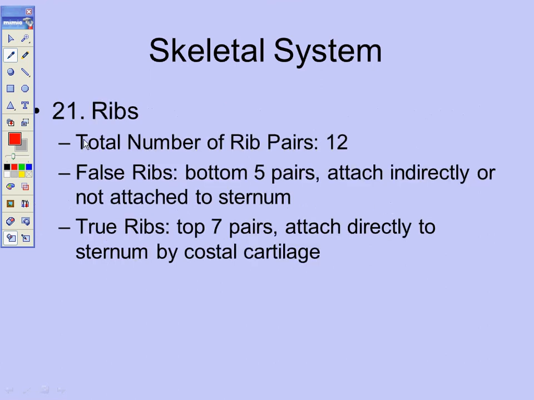As far as ribs go, you have 12 pairs of ribs. You have false ribs and true ribs. Okay, true ribs are going to attach directly to the sternum via what's called costal cartilage. Okay, and the false ribs are going to be the bottom 5 pairs, and those are all going to attach indirectly to the sternum, meaning that their cartilaginous pieces are going to sort of funnel into one large cartilaginous piece, which is then going to attach to the sternum.